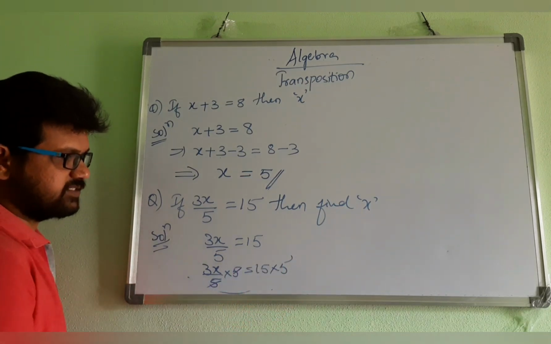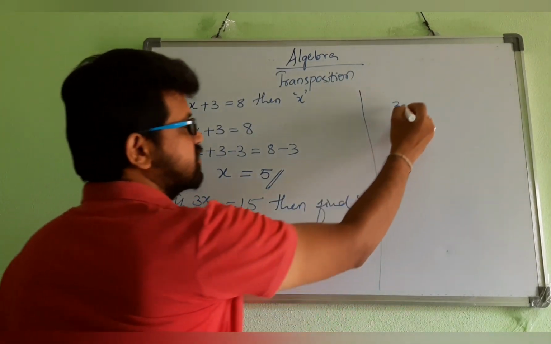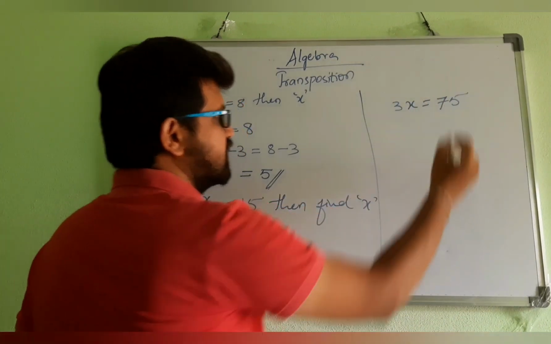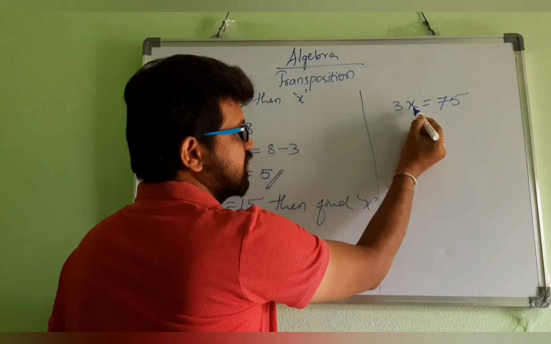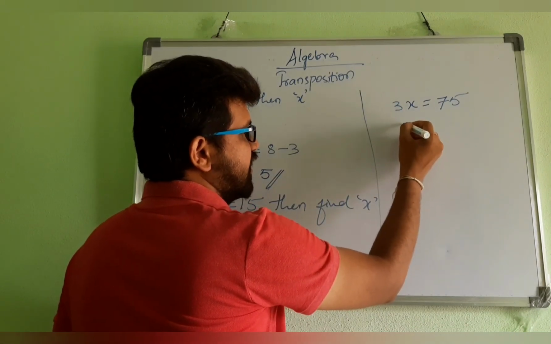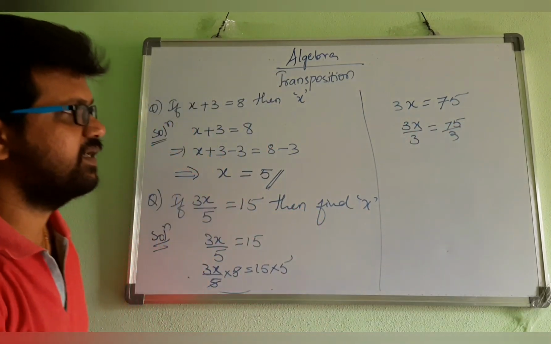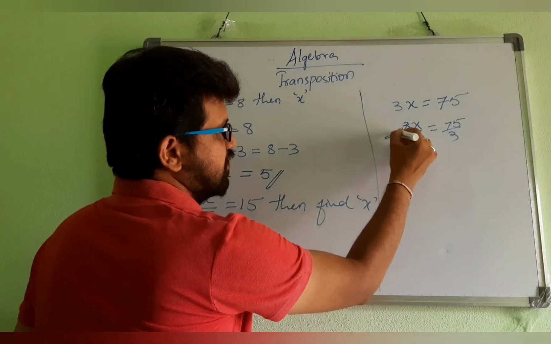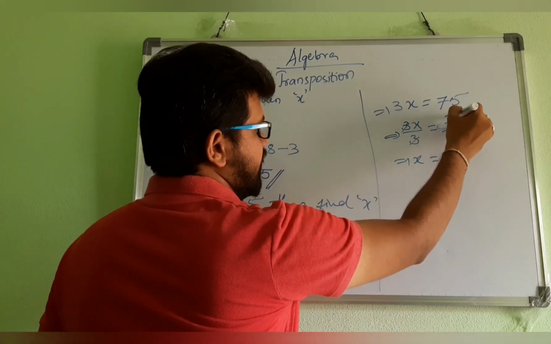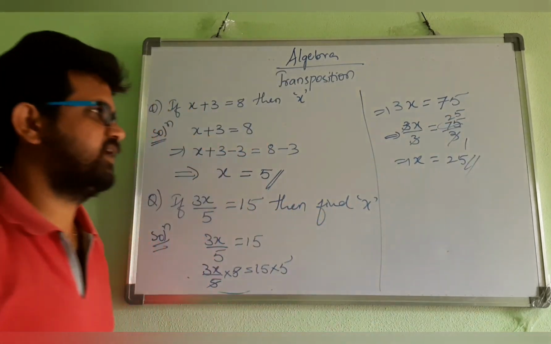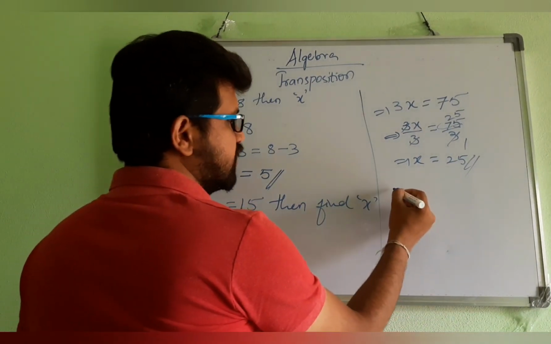So 5 gets cancelled, and in the next step we get 3 into x, 3x is equal to 15 fives are 75. And here again we have to remove 3, here it is multiplication, 3 into x. So divide both sides. 3x by 3 is equal to 75 by 3. So 3 cancels. What we get here? x is equal to, 3 ones are 3, 3 twos are 6, 3 fives are 15, so x is equal to 25. So like this we can do that. Such big problems also we can do.